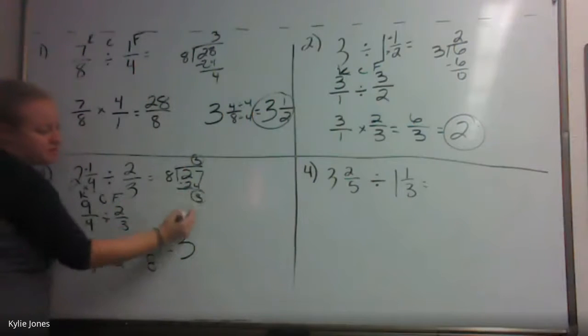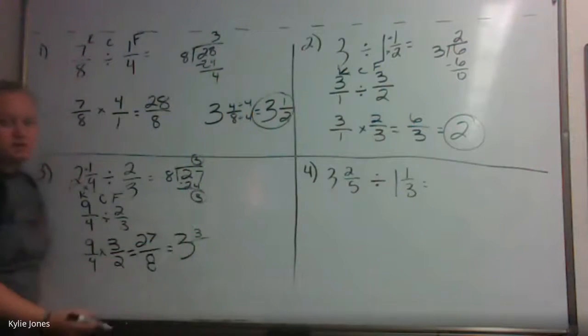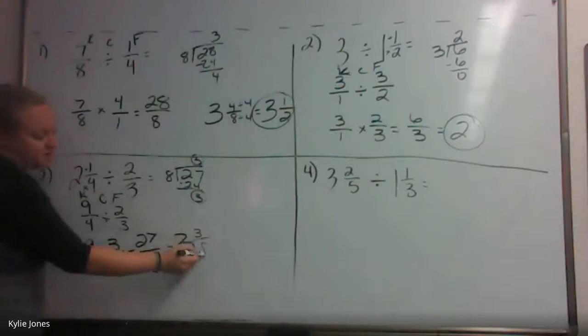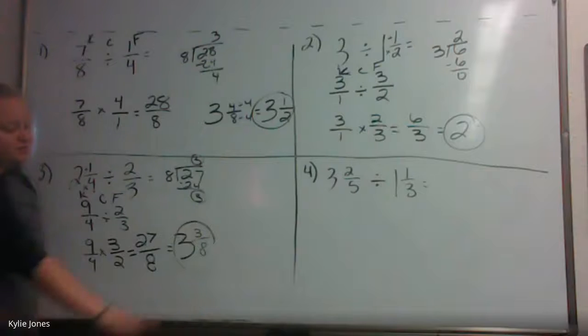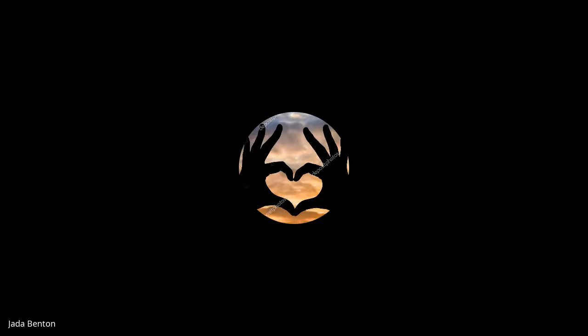From there, this 3 on the bottom becomes our numerator, and the 8 that we divided by is our denominator. And that's as simplified as that one goes. 3 and 3/8. I must have done my math wrong today. I got that one right.